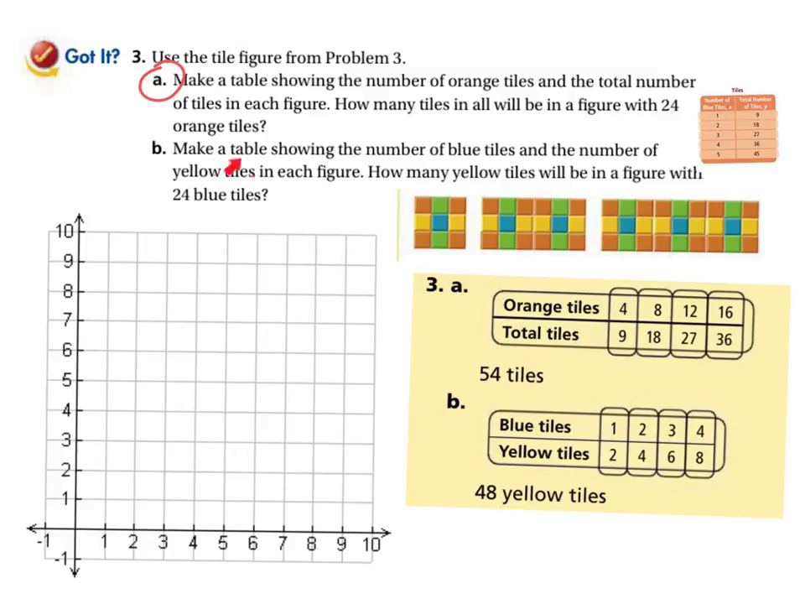Alrighty. Make a table and show the number of blue tiles and the number of yellow tiles in each figure. How many tiles will there be in a figure with 24 blue tiles? So this is blue versus yellow this time. So our X is blue, 1 blue, 2 yellow. 2 blue, 1, 2, 3, 4 yellow. 3 blue, 1, 2, 3, 4, 5, 6 yellow. So 3, 6. 4, 8. If you catch on, the equation this time, it's doubled every time, right? Hopefully you caught that. So if I had 24 blue, I'm going to have 48 yellow. That's what we're looking for.